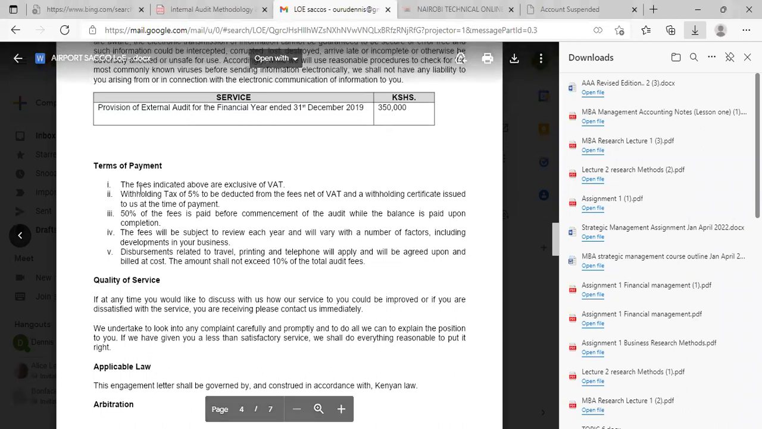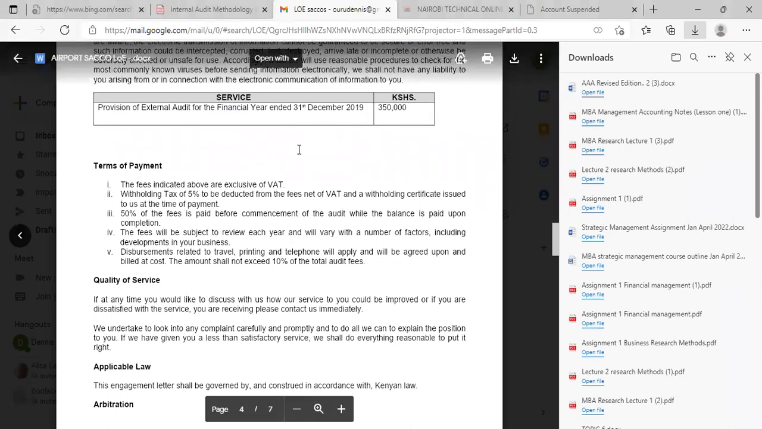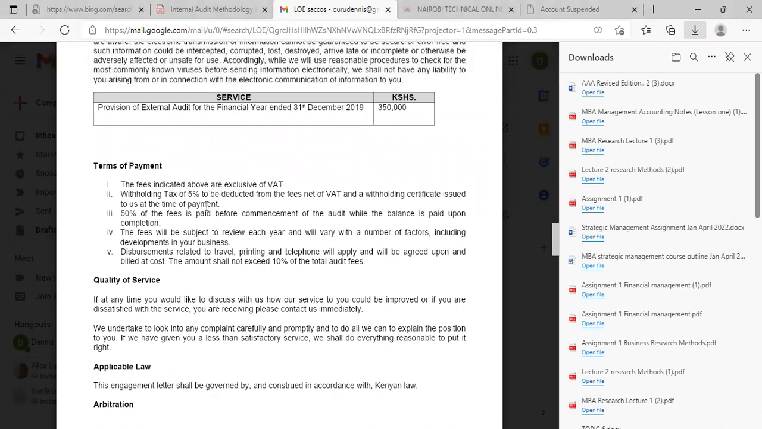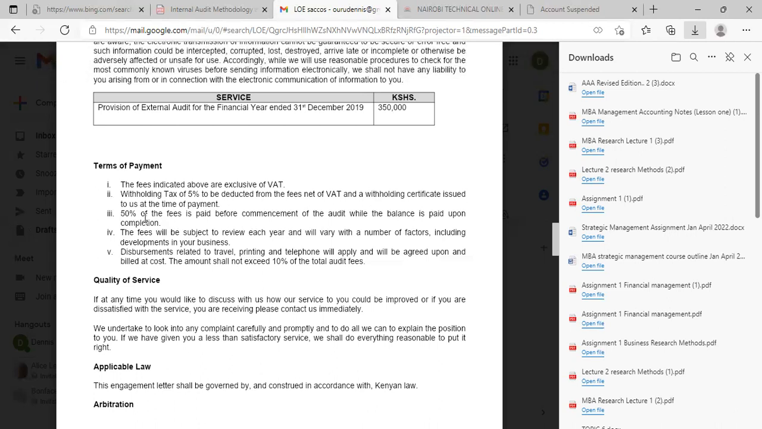Number one, you say that the fees indicated above are exclusive of VAT. So they know VAT is not part of it. You also give them instruction concerning the withholding tax. For professional fees, withholding tax is normally 5%. So you say that withholding tax of 5% is to be deducted from the fees net of VAT, and a withholding tax certificate is issued to us at the time of payment.